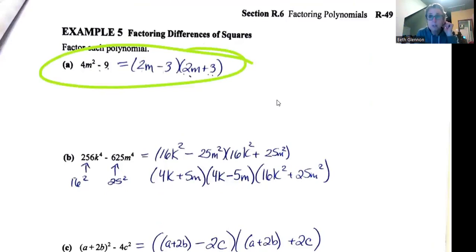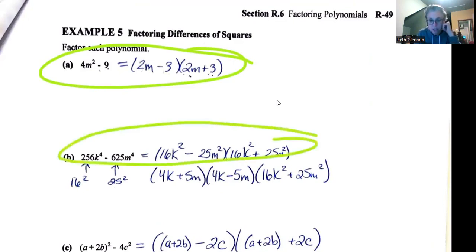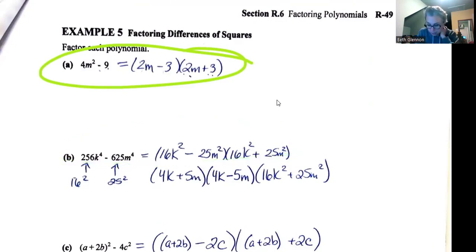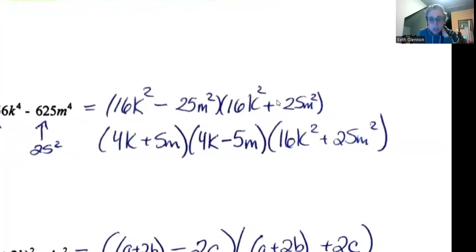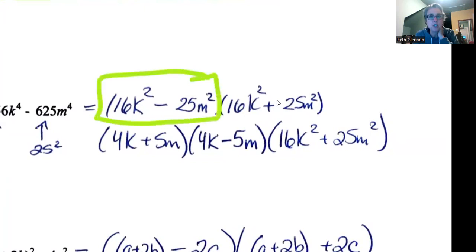You take the square root of each term. One's a plus, one's a minus. Same thing here in letter B. You've got two perfect squares, and you're going to rewrite them as one addition and one subtraction. Now, this one I was just showing you, I'm going to make it bigger just so you can see it. Look at how right here we see 16k squared minus 25m squared.